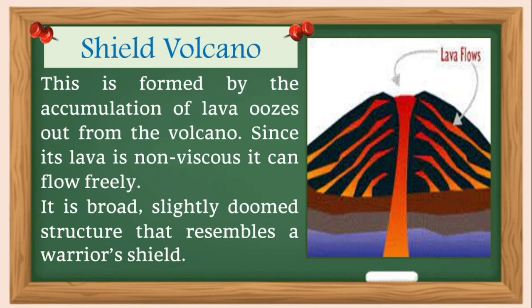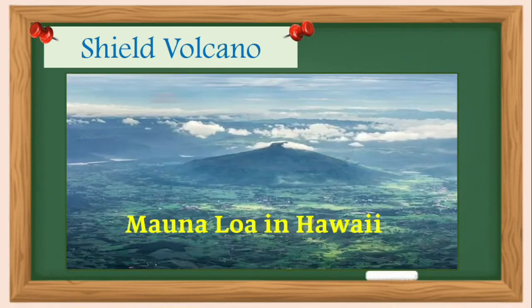First is shield volcano. A shield volcano is formed by the accumulation of lava that oozes out from the volcano. Since its lava is non-viscous, it can flow freely. It is a broad, slightly domed structure that resembles a warrior's shield. An example of a shield volcano is Mauna Loa in Hawaii.